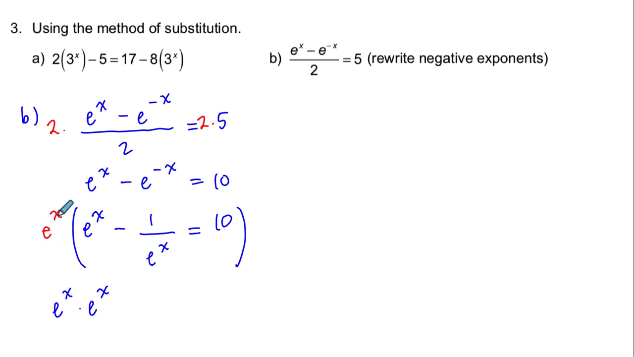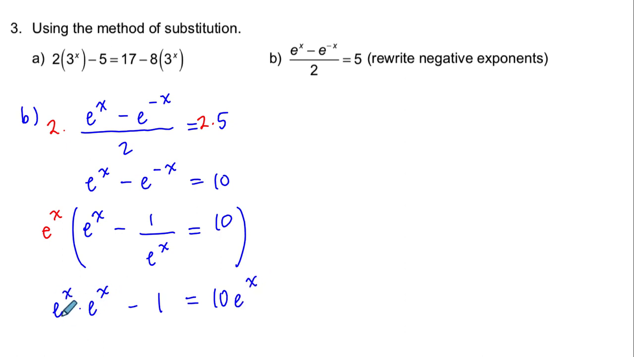The whole purpose of this red e to the x is to reduce or simplify or cancel the blue e to the x in the denominator. So I just get minus 1. Be really careful that you multiply all of the terms by the e to the x in red. And lastly we get 10 times e to the x.